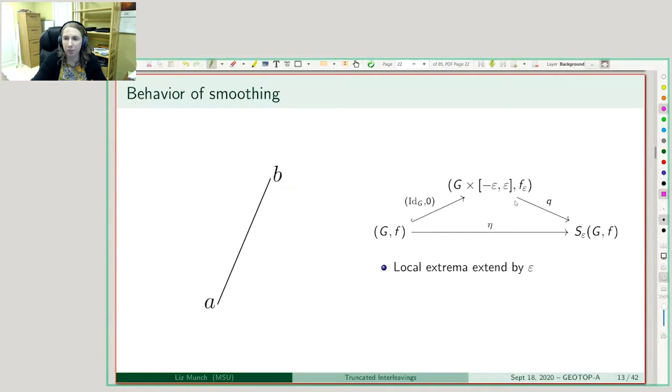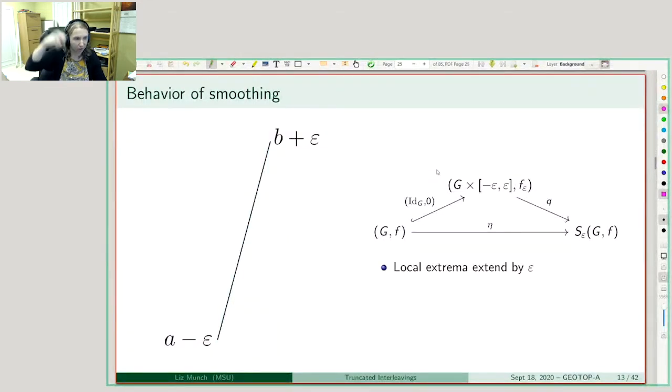So what does this thing do to Reeb graphs? All right, so first example. If you give me a Reeb graph that's a straight line, my straight line ends up essentially just getting stretched. Why? Because when I cross it with an interval, I end up just pulling my image up a little bit higher. And so then I end up with this sort of stretched Reeb graph. So local extrema get extended by epsilon.